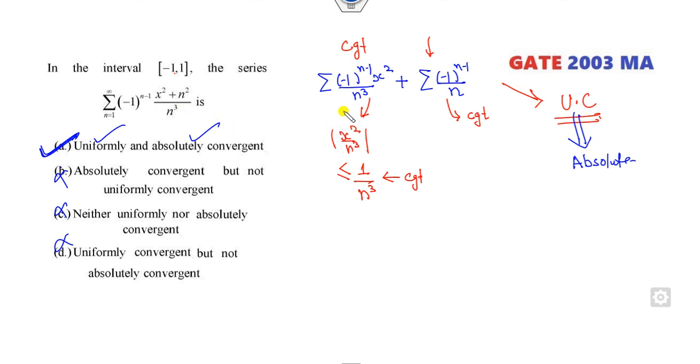This is an alternating series, so there is no need to start with the modulus sign. You have to think about the power series here. So the right answer is option A.